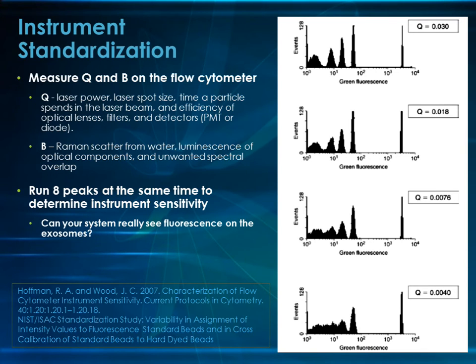If an exosome has a maximum of 100 antigens to CD41, for example, and the system has a FITC detection limit of 200, the exosome fluorescence will most likely overlap with noise.